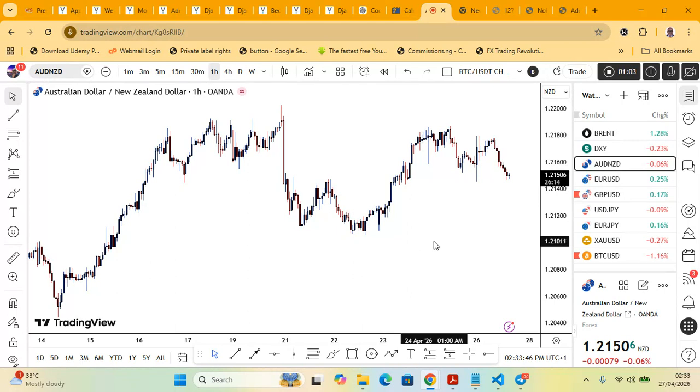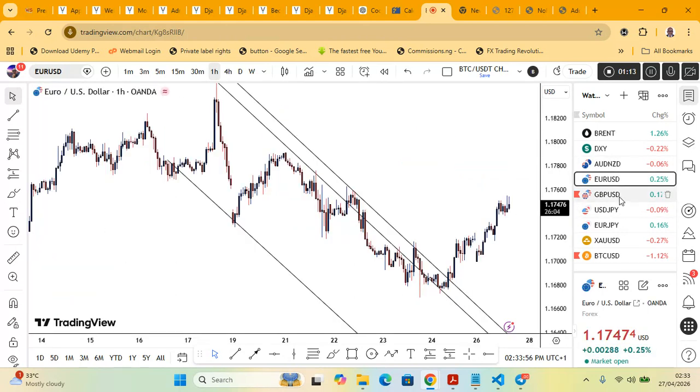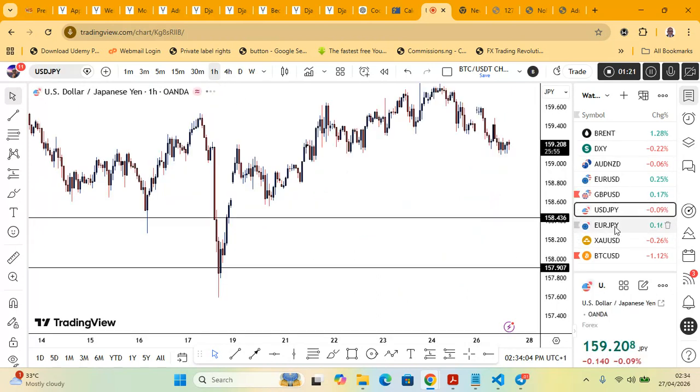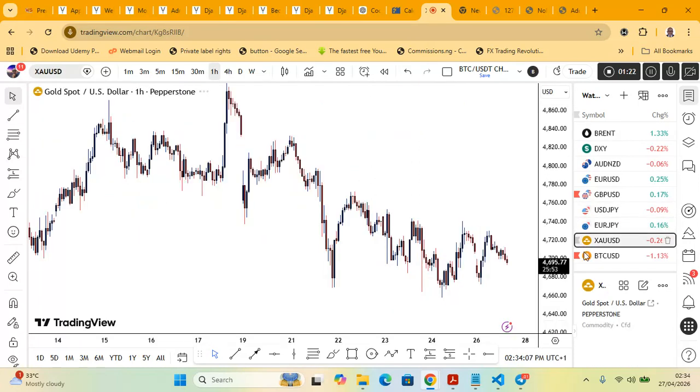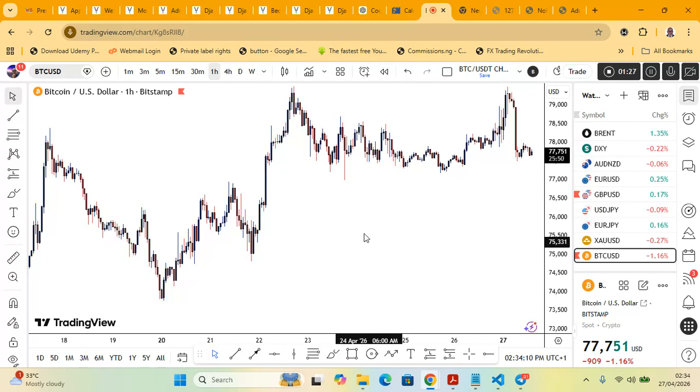So we're going to look at AN, that is Aussie New Zealand dollar. We're going to look at Euro USD. We're going to look at the Great British Pound USD. We're going to look at the UJ. We're going to look at AJ. We're going to look at gold, and we're also going to be reviewing Bitcoin. So guys, these are the instruments that we're going to look at.